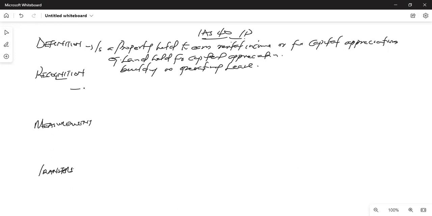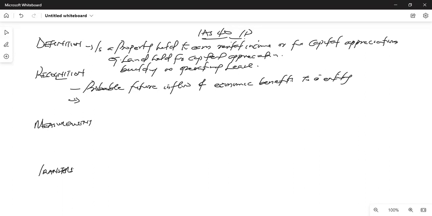Now, what are the recognition criteria? It's an asset, so one, probable future inflow of economic benefits to the entity. Number two, reliable measurement of cost.